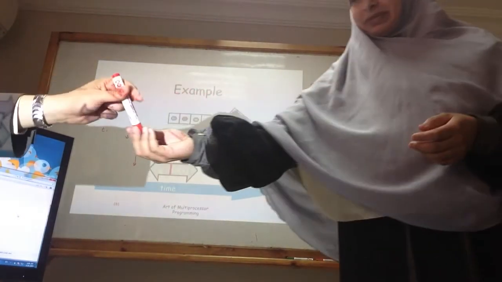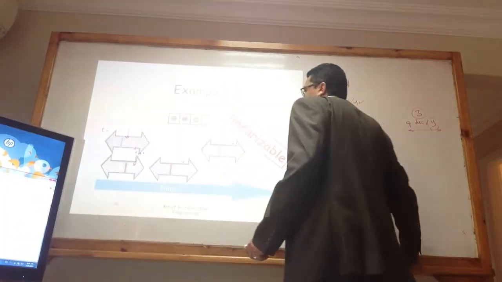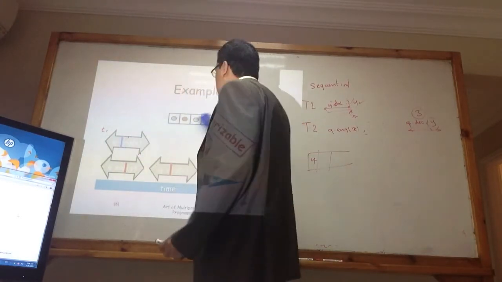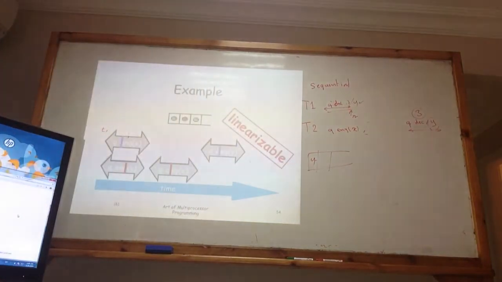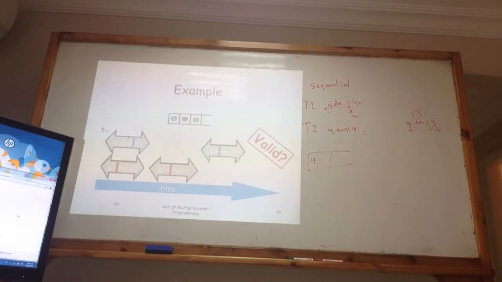So this is how it looks in graphics. If we enqueue Y before X, no, that's not correct. So for linearizing, you need to find a way that is correct. Now let's see this one. Is this correct? No, it's not correct, but it doesn't matter. You find one which is correct.